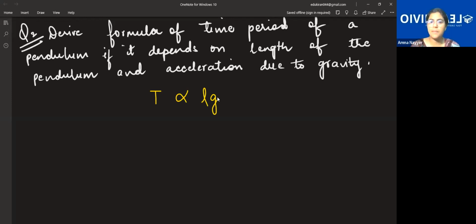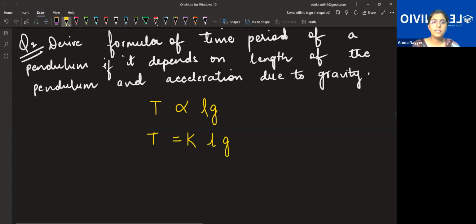What is our first step? We have to remove the proportionality sign and put some constant. This constant value will be calculated experimentally, or theoretically, but you are not supposed to calculate it. We are left with L and g. Then what are the steps? L to the power x, g to the power y. No third quantity, no need of writing z. So we have L to the power x, g to the power y.